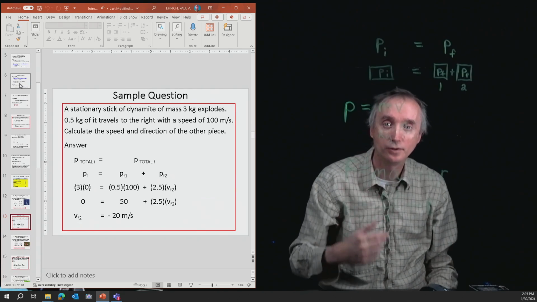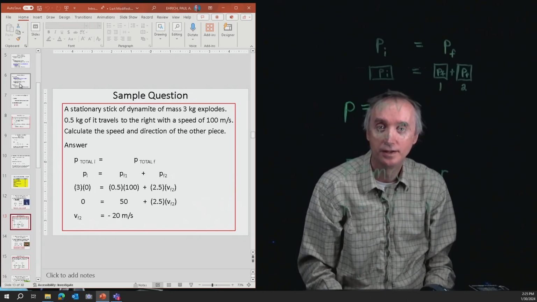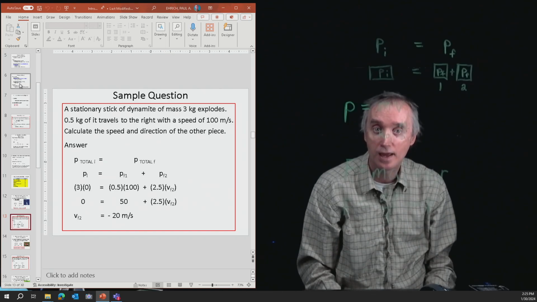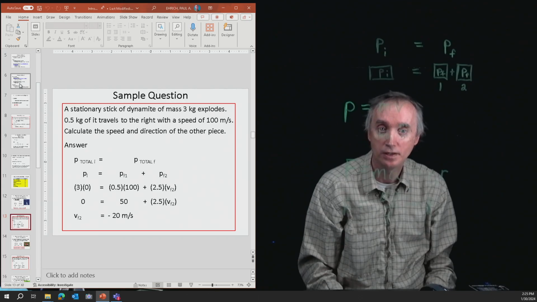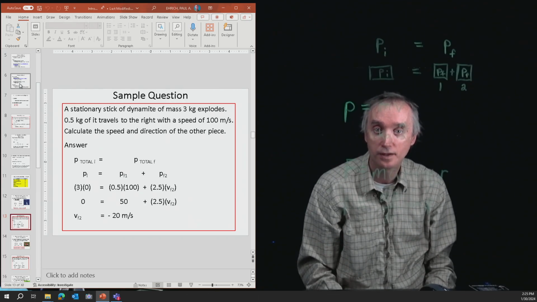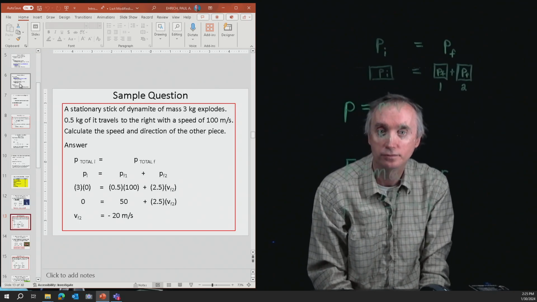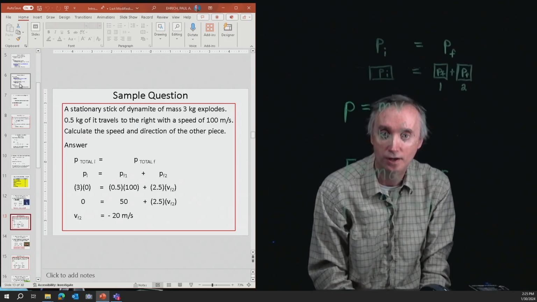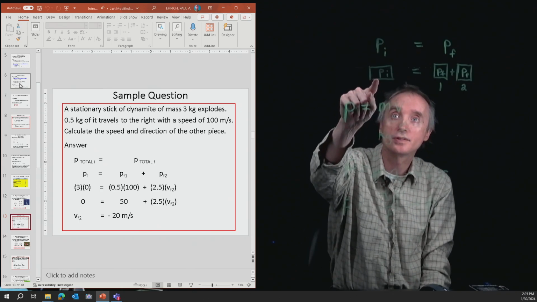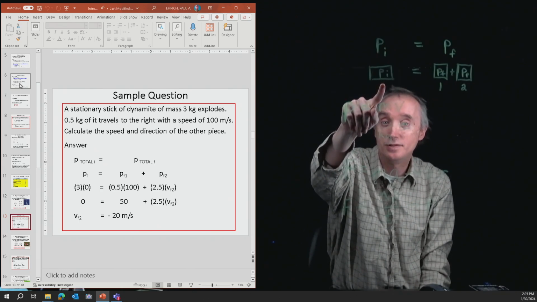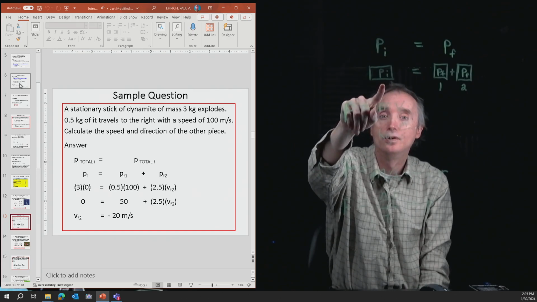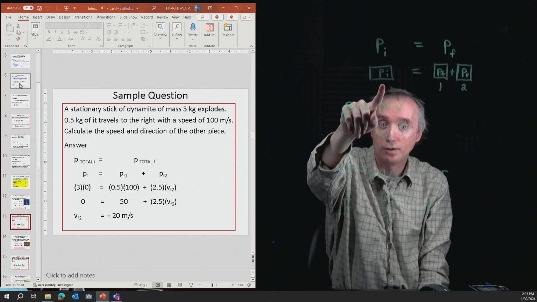For example, here you have a stick of dynamite that is stationary, and then it explodes. Then 0.5 kilograms of it travels to the right, and I give you the speed to the right. The question is to calculate the speed and the direction of the other piece. You might think that I didn't give you enough information, but when I said the word stationary, that meant its initial speed is 0, which means its initial momentum is 0.